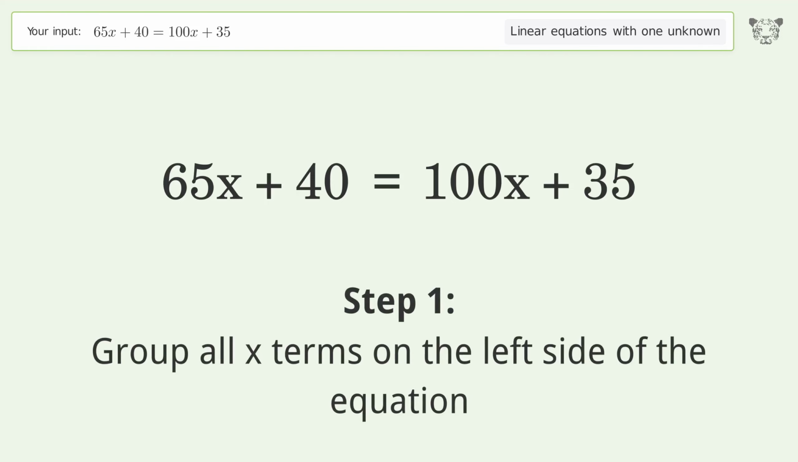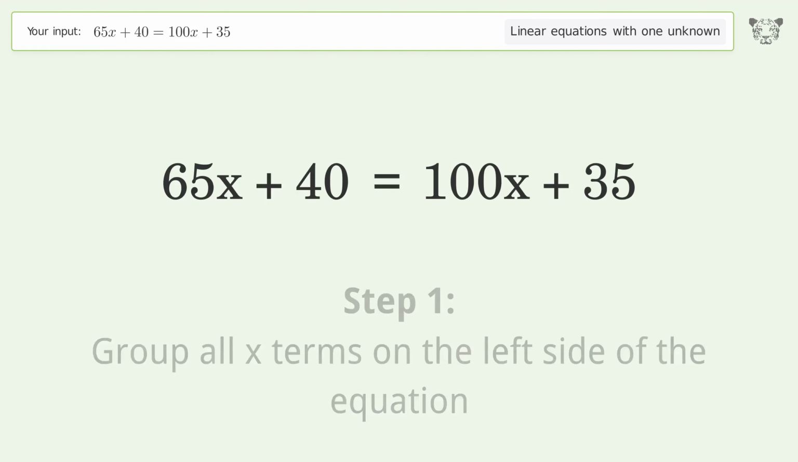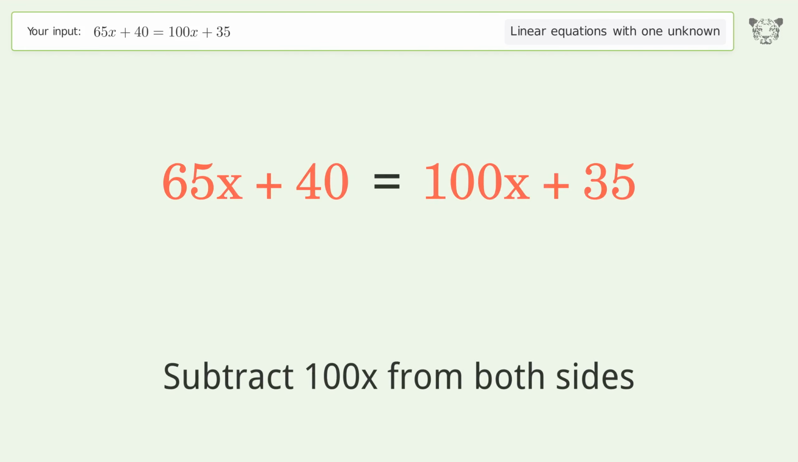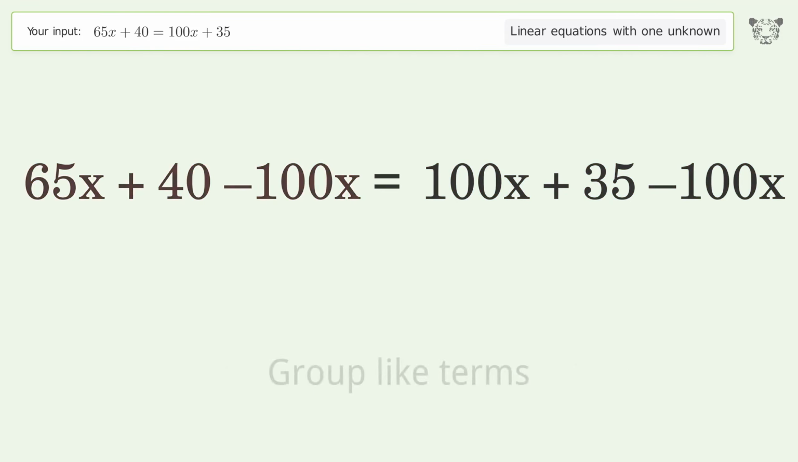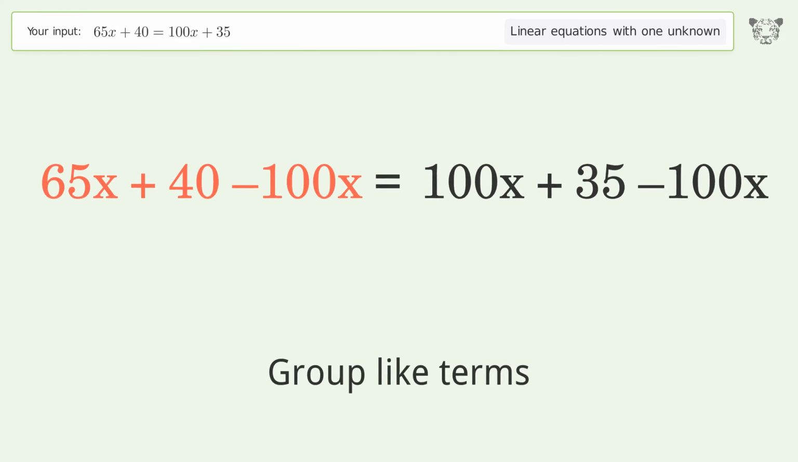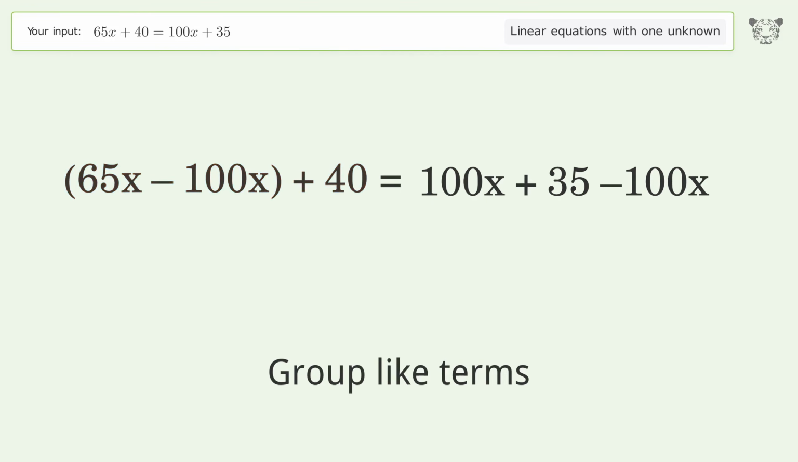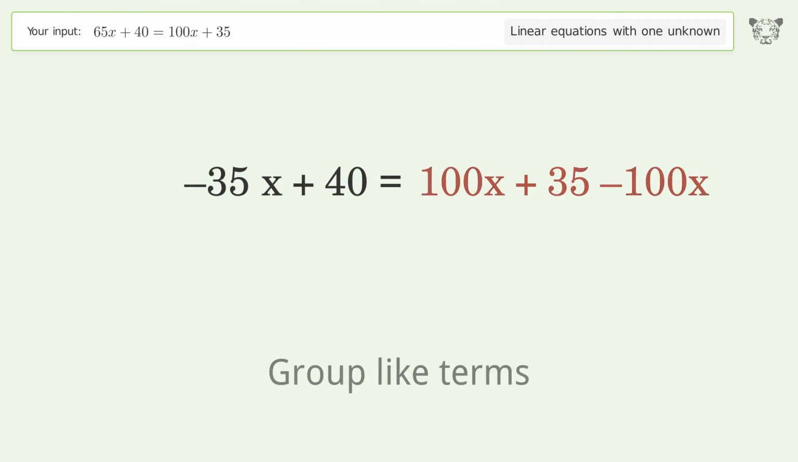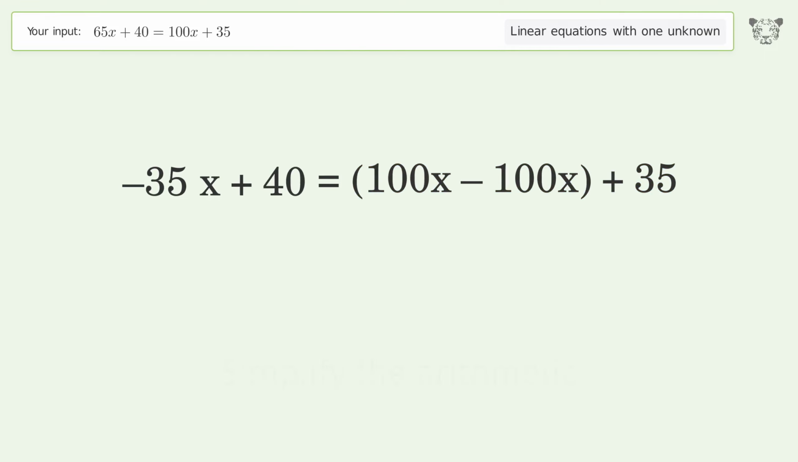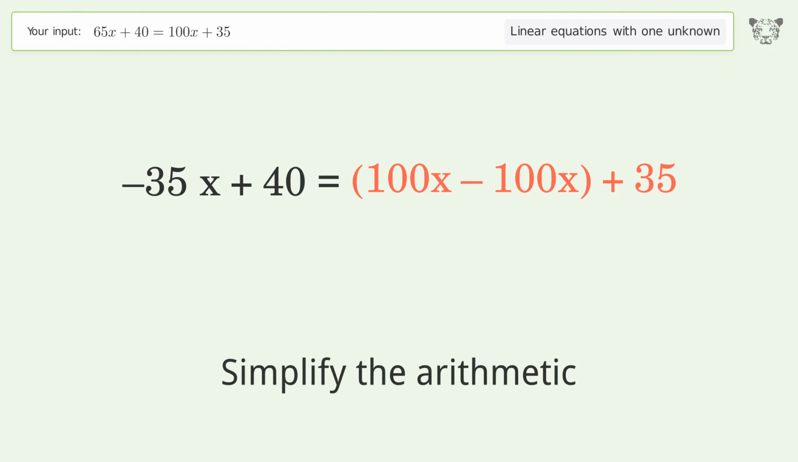Group all x terms on the left side of the equation. Subtract 100x from both sides. Group like terms. Simplify the arithmetic. Group like terms. Simplify the arithmetic.